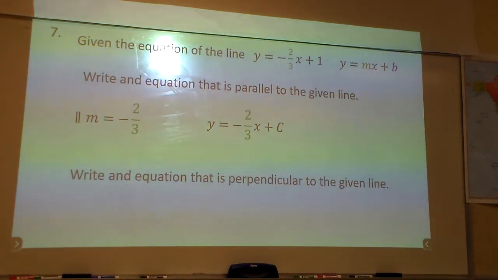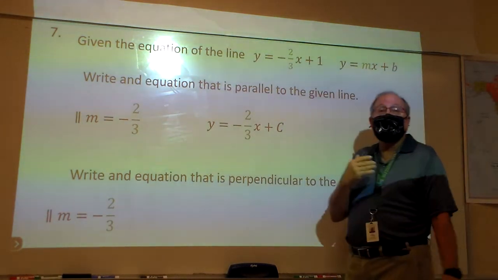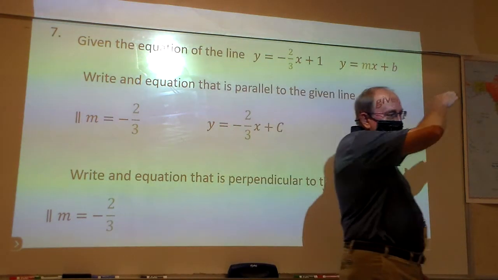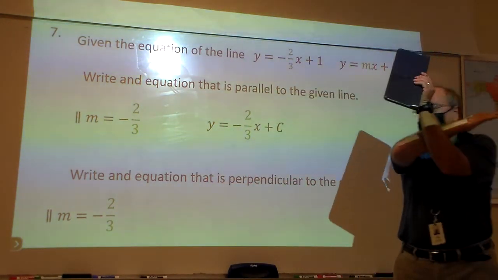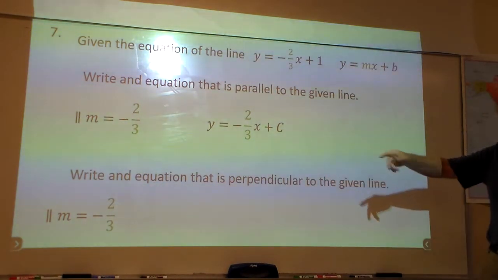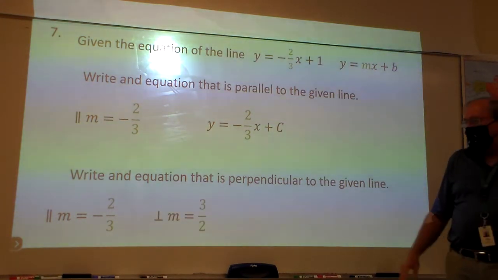And if you remember perpendicular, perpendicular means it intersects at a 90-degree angle. And I'm going to give you this big hint. So if one of them is negative, to be 90 degrees, the other one's got to be positive to kind of go the other way, right? And it's the reciprocal. I'm supposed to say the negative reciprocal.